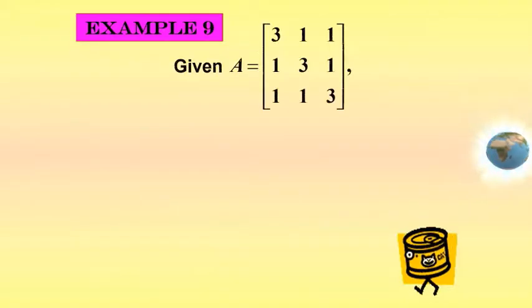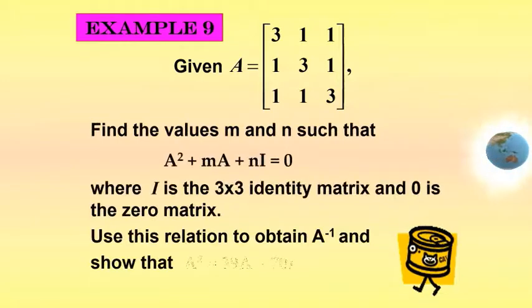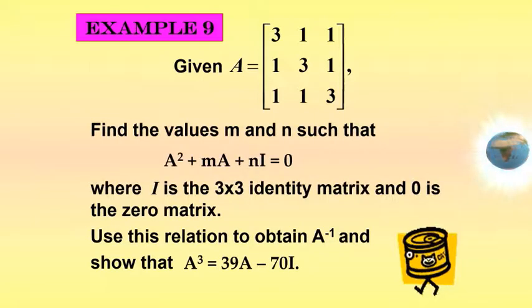Example 9. Okay, given A. This is the first condition. Find the values m and n such that A squared plus mA plus nI equals 0. This is the second piece of information. Find, obtain A inverse and show that A cubed equals 9A minus 7I.